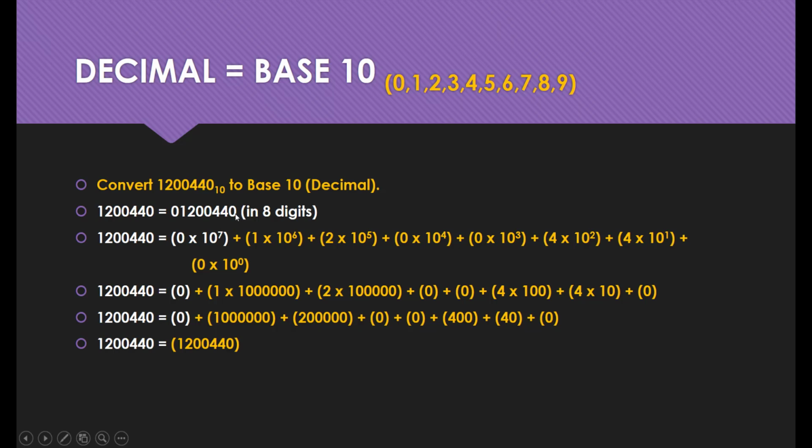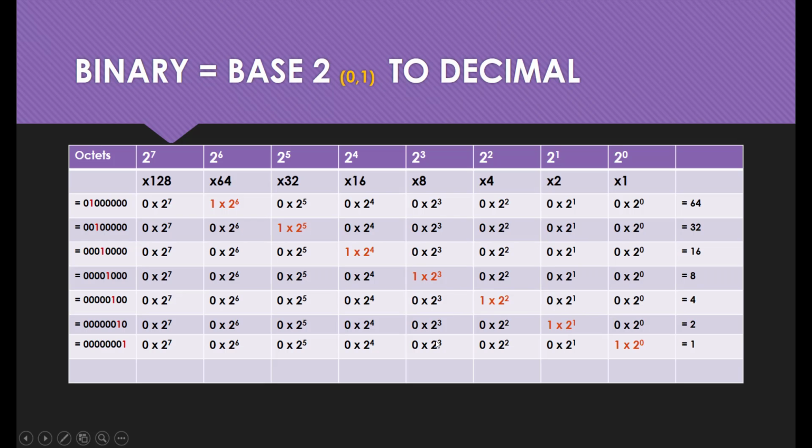So we start from the end, which is 0, and we say 0 times the base, which is 10, raised to power 0. 4, which is the next one, times the base raised to power 1. Then the next 4 times the base raised to power 2, and we keep going that way, and eventually when we add all of them up, we get back our number. So we can see that we've proven that this is actually a base 10 number by converting it to a base 10 number. So let's talk about base 2, which is binary.